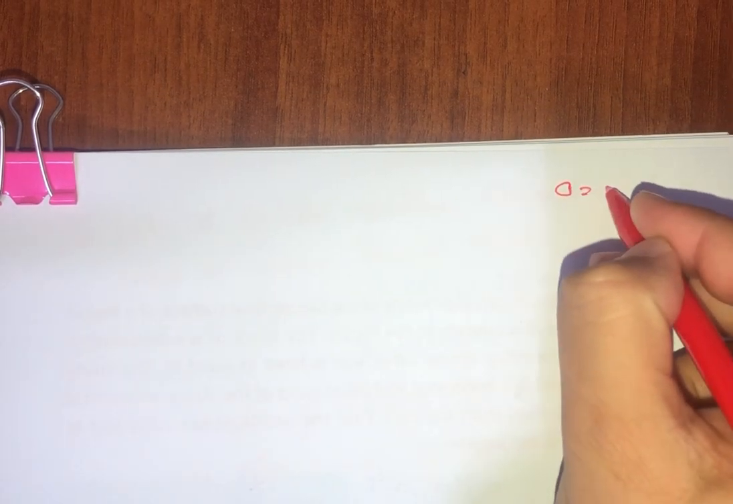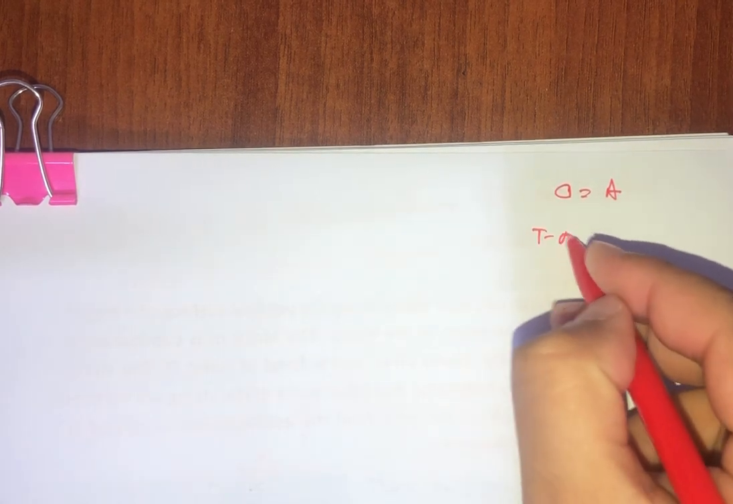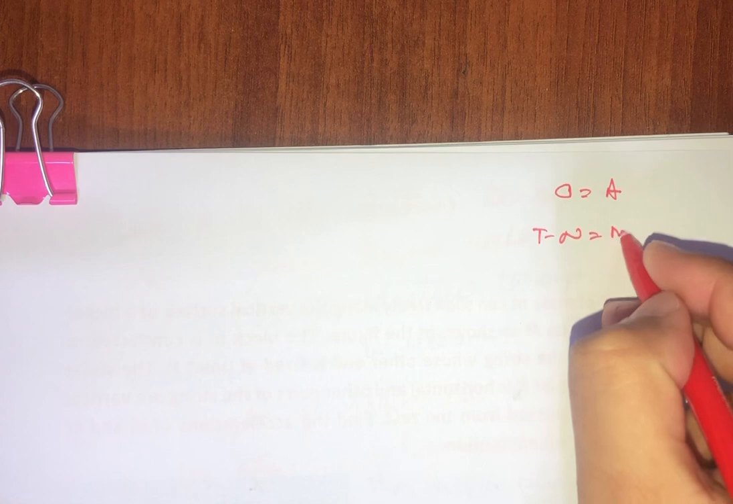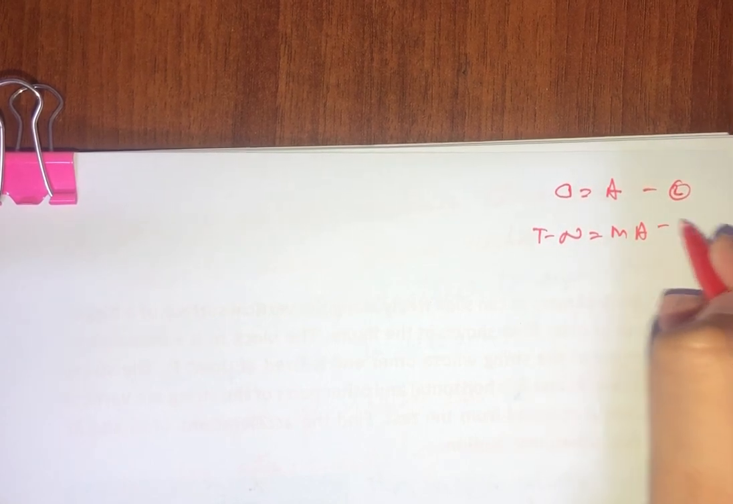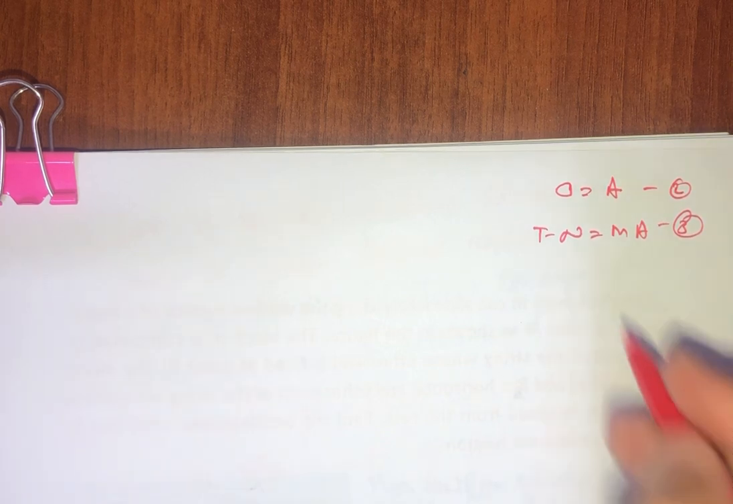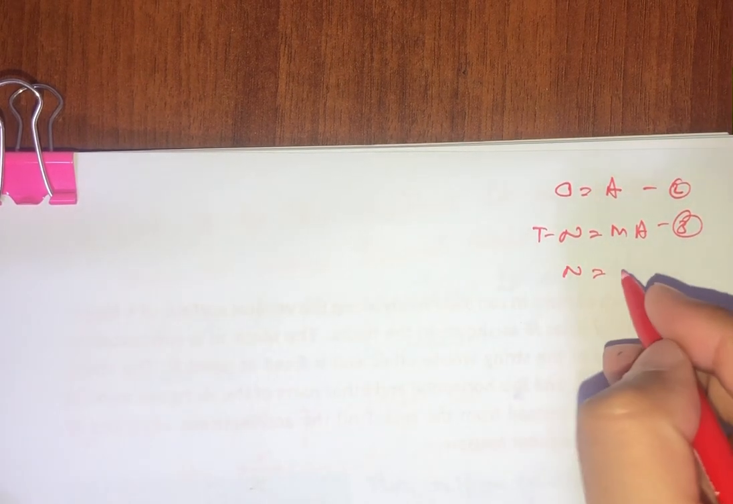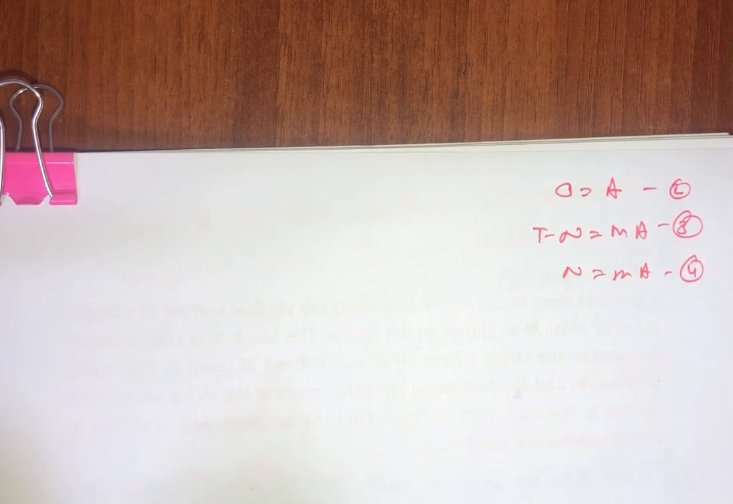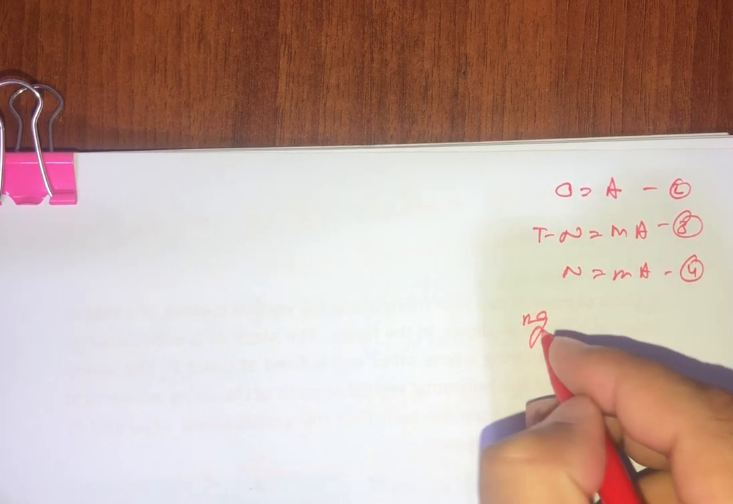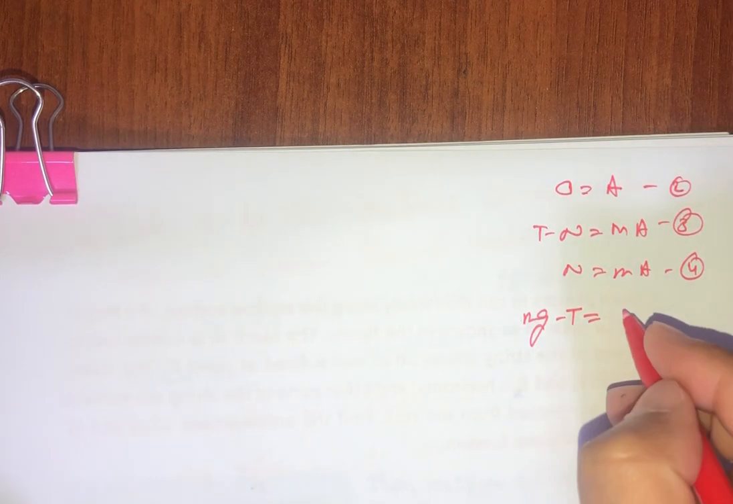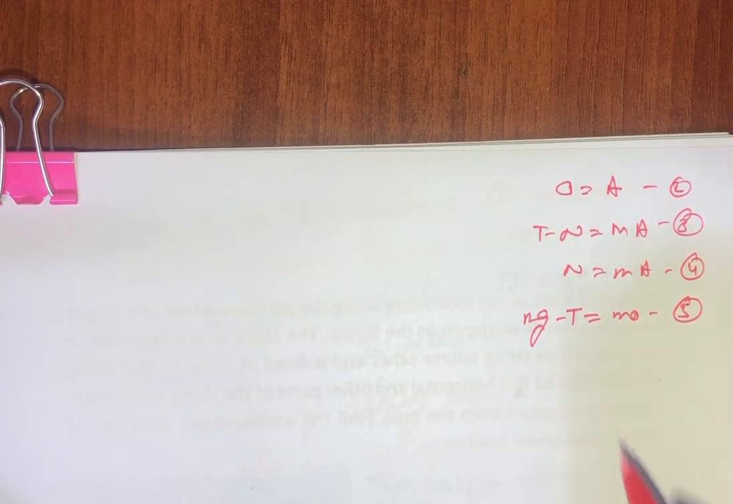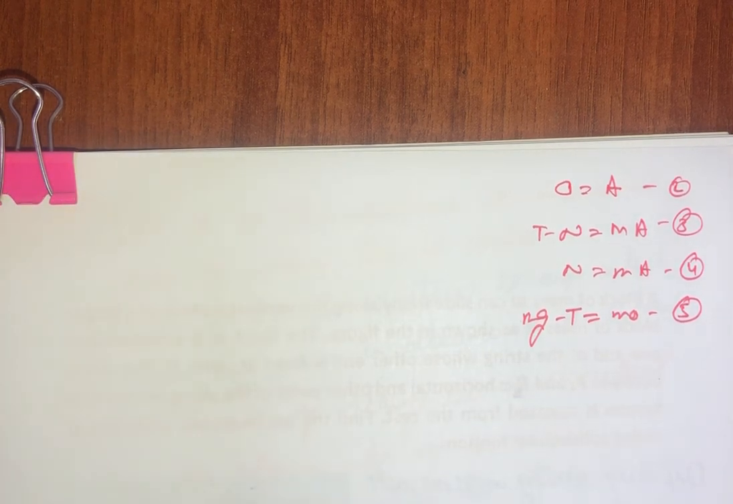So let me write these equations once again. We have an equation that a is equal to capital A, and we have the equations T minus N is equal to Ma. This is equation number 2, this is equation number 3, and 4 is given as N is equal to ma. This is 4th equation, and 5th is given as mg minus T is equal to ma. This is our 5th equation. Okay. So we are going to use all these 5 equations.